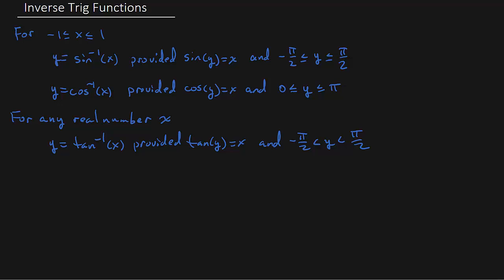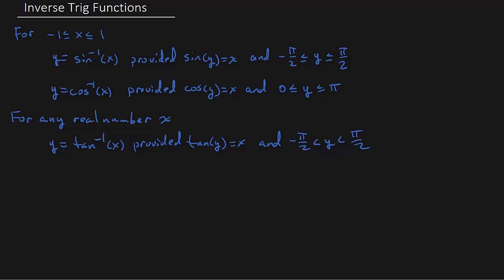And before we get started working examples, I want to spend some time on this right here. Okay? And get you to understand where this comes from. This negative pi over 2 to pi over 2, 0 to pi, negative pi over 2 to pi over 2. I think that's important that you understand why this is. Okay, and I think it'll make everything else easier on you.